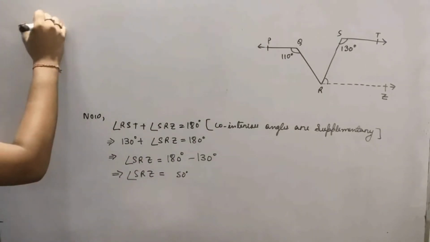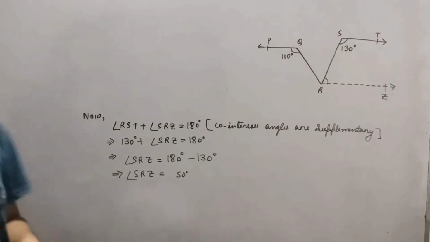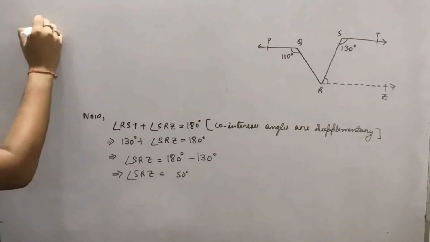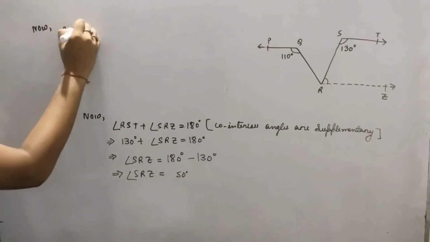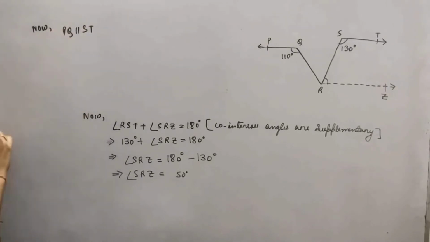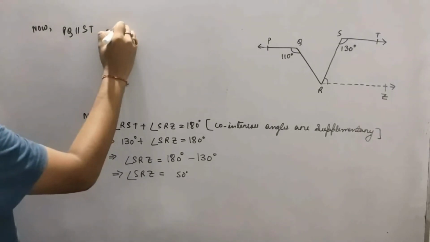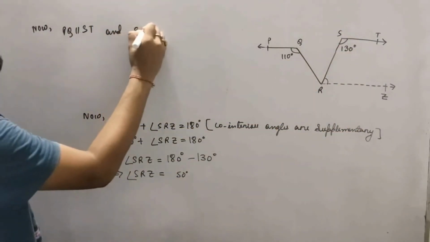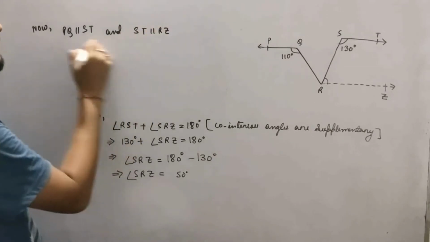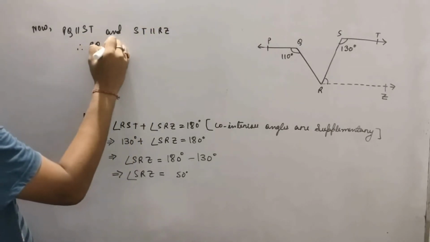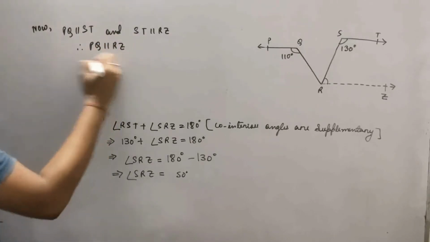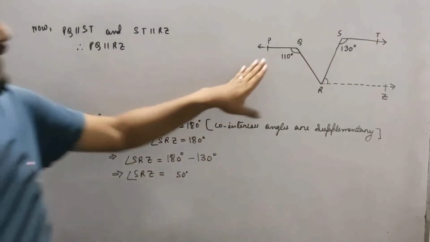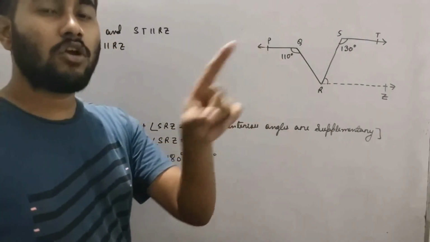So now you write: PQ is parallel to what? ST. And we have got that ST is parallel to RZ. So therefore PQ will be parallel to RZ. This line is very important. Why is it important? Now you will see. With this 110 degree, which is your alternate angle?